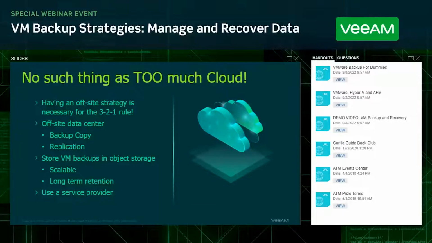All right, no such thing as too much cloud. Another thing to think about, I know I haven't given you enough things to think about so far, is that having an offsite strategy is necessary for the 3-2-1 rule. We just dove into that for a few. So for an offsite data center, you can use either a private cloud or a public cloud. Public cloud is going to be your AWS, Azure, Wasabi, Backblaze of the world.